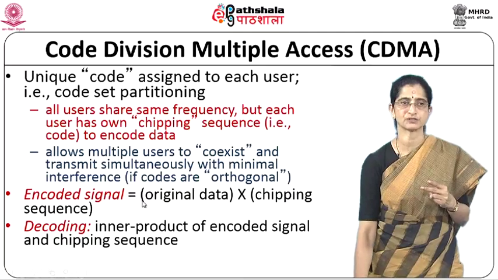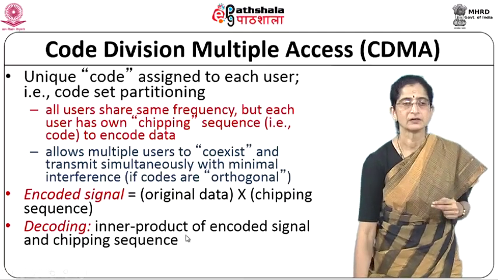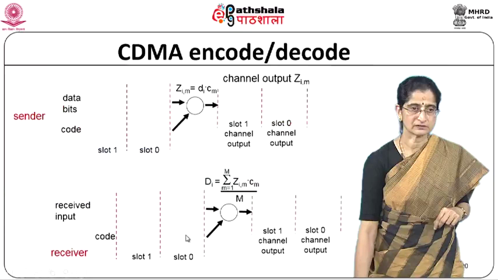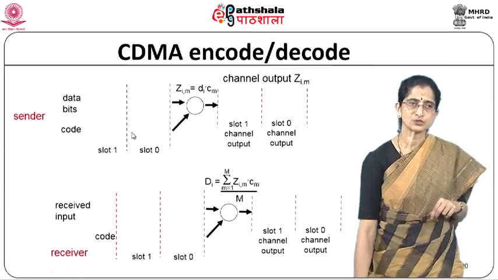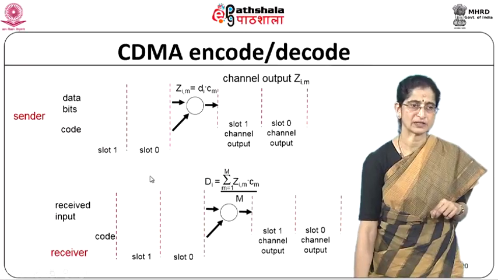So you can just see you're doing the opposite of this. So you get back your original data, right? So that's the idea. So we'll take an example to understand this. Let's say I have a sender who is going to be sending some data in slot 0 and slot 1, let's say.